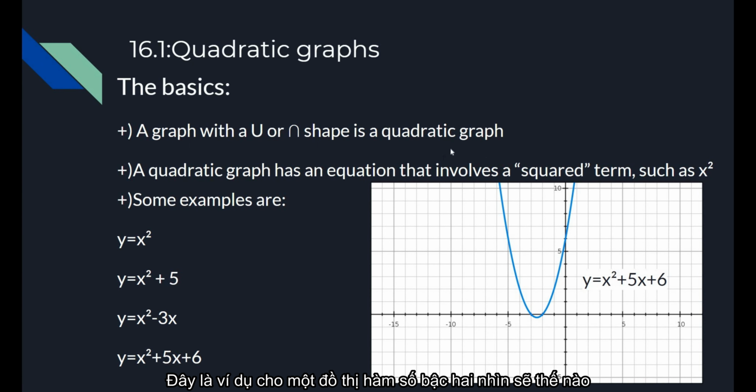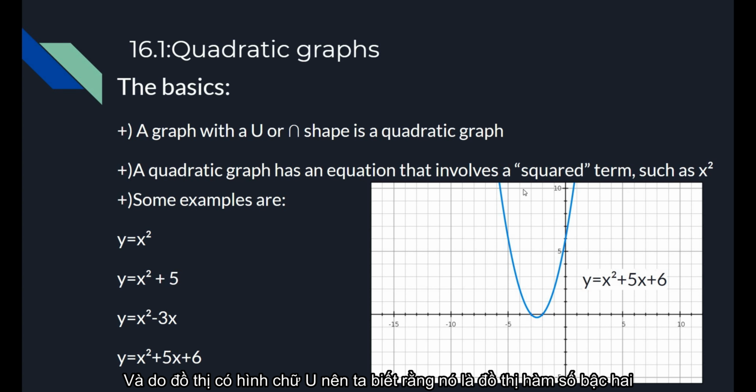This here is an example of what the graph will look like. The equation of this is y equals x squared plus 5x plus 6, and we can see that the graph is a U shape, so we can identify that it is a parabola.